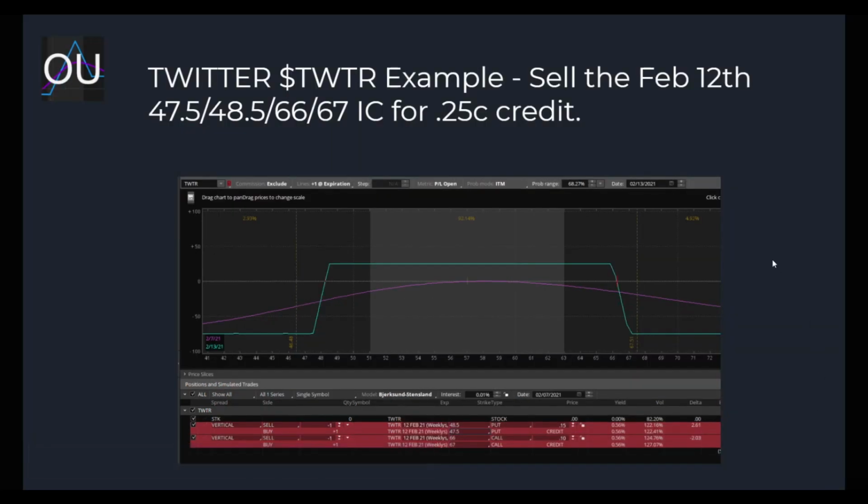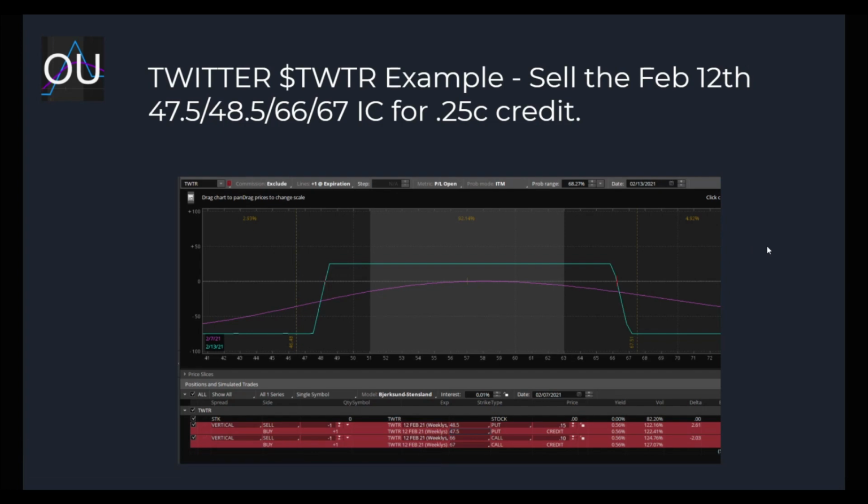So looking at our other example, this example involves selling an iron condor, not necessarily at the same prices. If you take about the same amount of risk, you can see that you're selling the February 12th, the 47.5, 48.5, 66, 67. You have 4 legs executed as one trade. In this case, I'm showing just the 2 verticals here, the short call spread and the short put spread here. And that would total about 25 cents in credit.